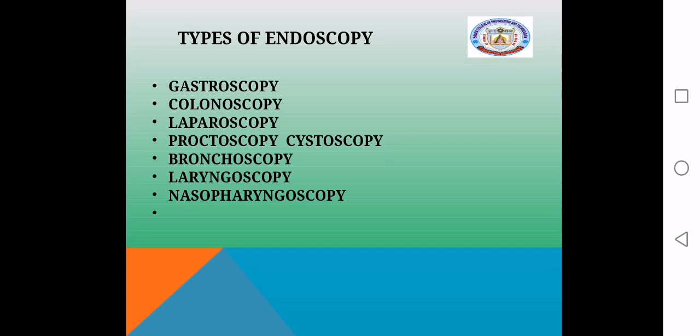These are some of the types of endoscopy. The main popular ones like gastroscopy, colonoscopy, laparoscopy, proctoscopy, bronchoscopy, laryngoscopy, nasopharyngoscopy.